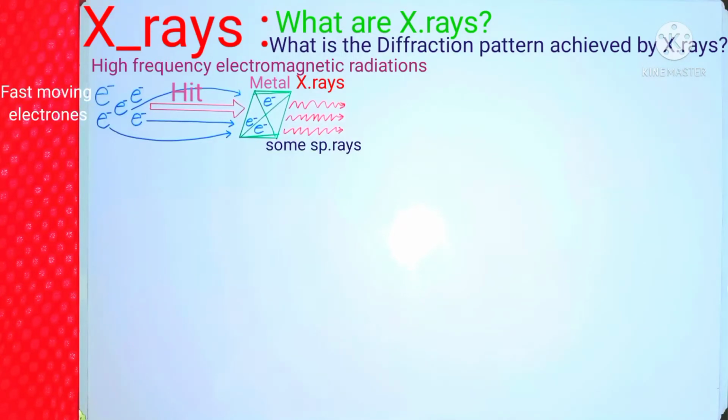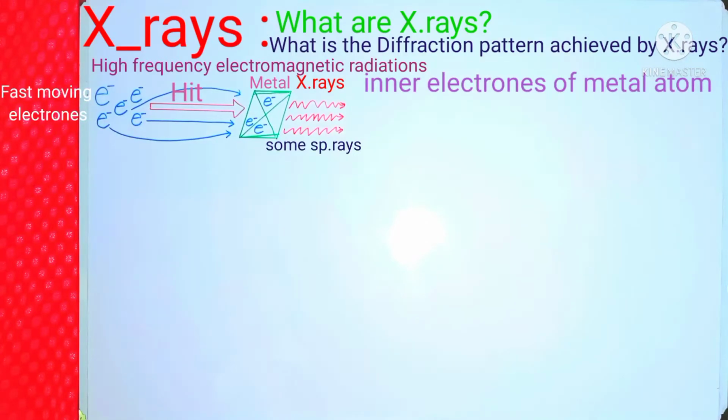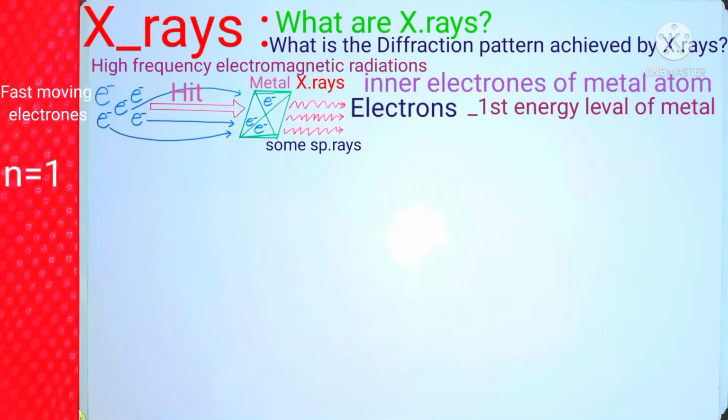It is a notable point that the inner electrons of the metal atom, especially from n equal to 1, meaning those electrons that are present in the first orbital of a metal atom. Consider the nucleus of a metal atom. Around this nucleus there is the first shell that is known as the K shell. In this first shell there are always two electrons.